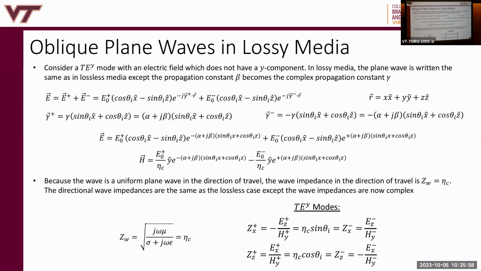Because the wave is a uniform plane wave in the direction of travel, the wave impedance in the direction of travel is the intrinsic impedance of the medium, which is complex. We can also have the directional wave impedances the same as the lossless case, except the wave impedances are now complex. So we repeat the results, except now this is eta C. All right, good. That wasn't too painful.